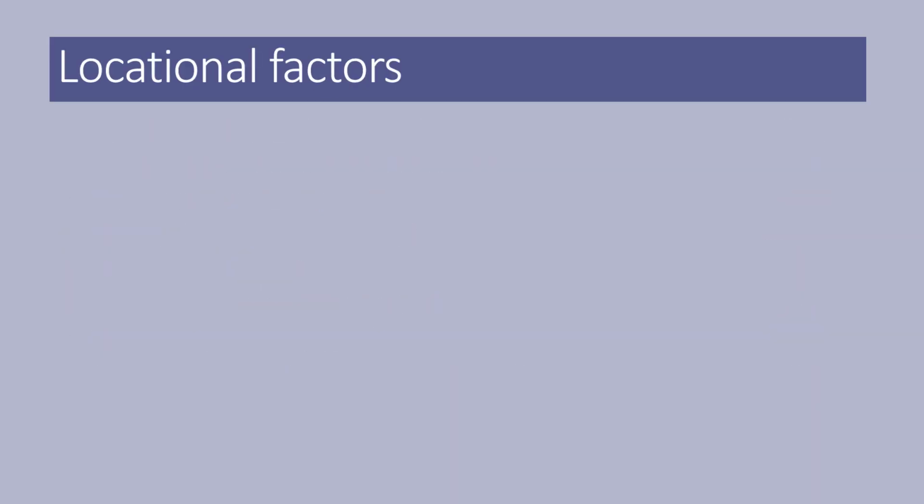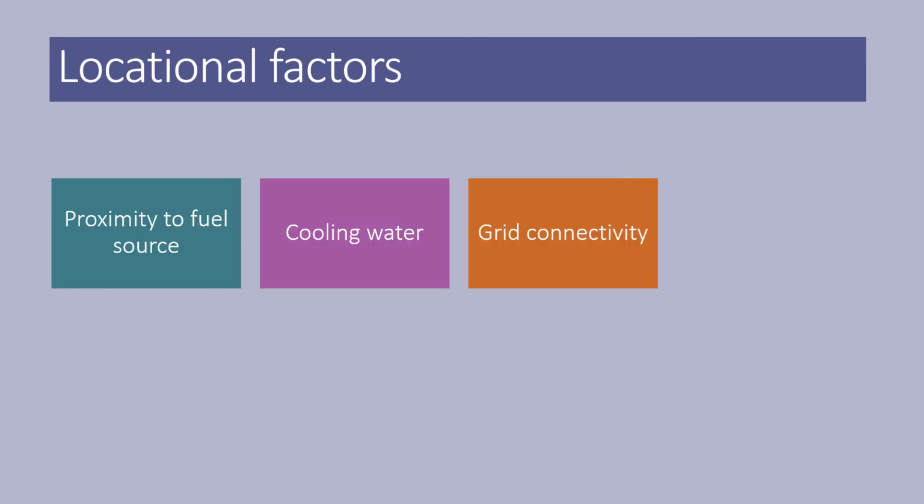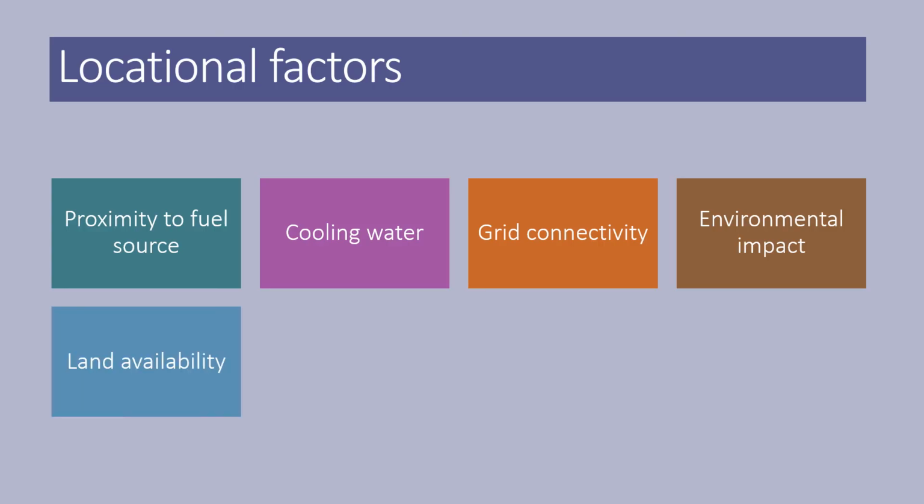So locational factors, about where you do it. Again, these are some of the things to consider for each type. How close is it to a fuel source? Do you need cooling water? How far is it away to be connected to the electricity grid for the region? What's the environmental impact of building that? Offshore, onshore wind farm, solar farm, gas power station, what impact would it have on the local wildlife?